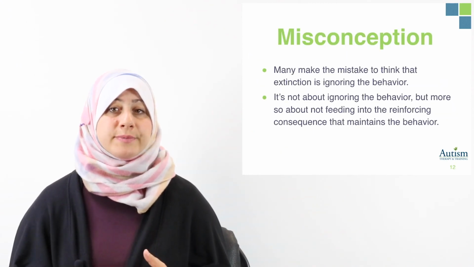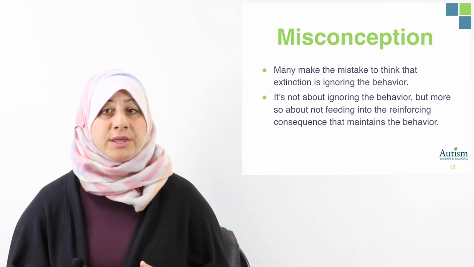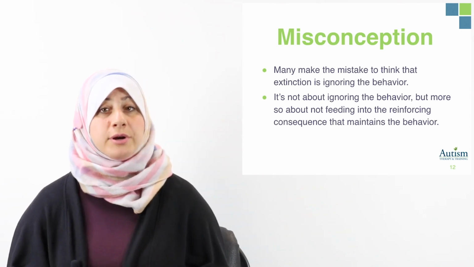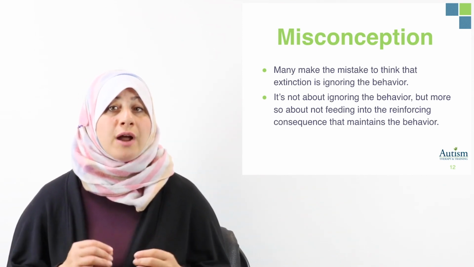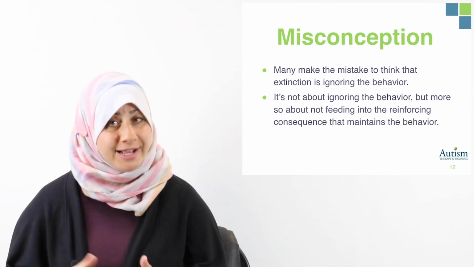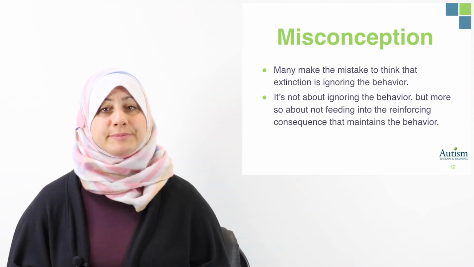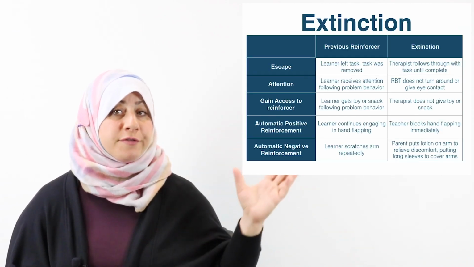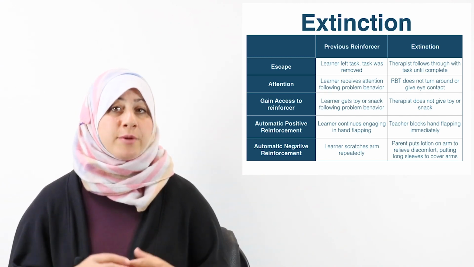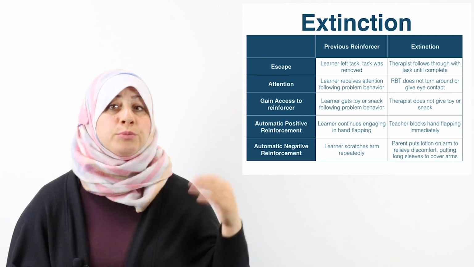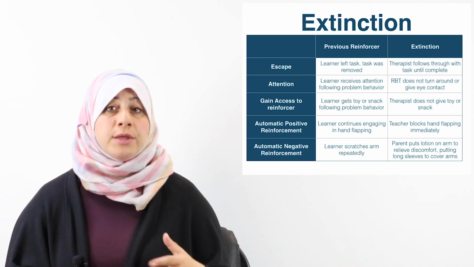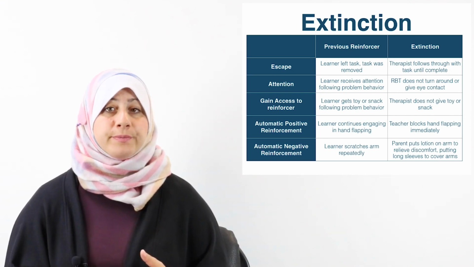Some misconceptions. Many make the mistake of thinking that extinction is ignoring the behavior. It's not about ignoring the behavior, but more about not feeding into the reinforcing consequences that maintain that specific behavior. So here's a chart that shows different functions and the use of extinction. The first one is escape from a task. Initially, the therapist removed the task when they engaged in problem behavior. When extinction was used, the therapist followed through.